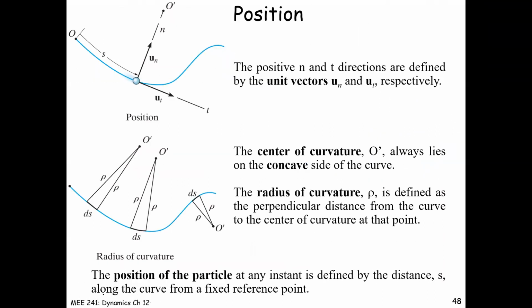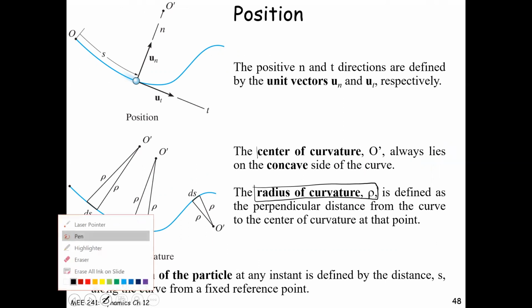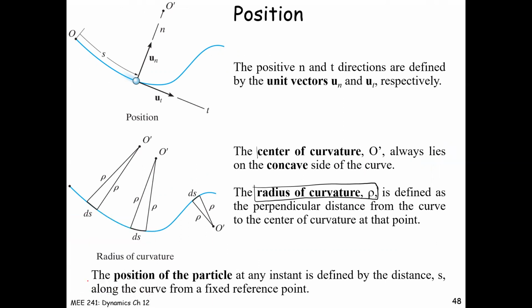Okay, so this is what we just did. So this is called R. It is called the radius of curvature, and sometimes in this book they refer to it as rho. Let me just change the color and make this red if I can here. Here we go.